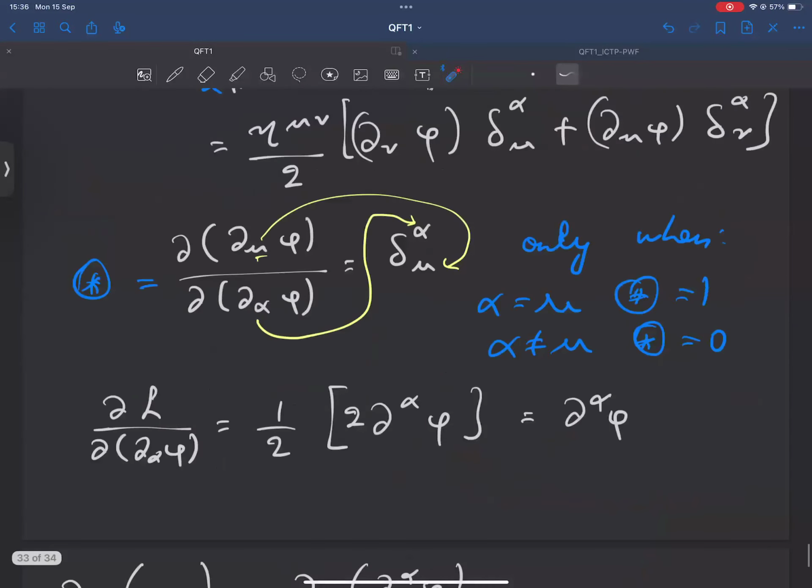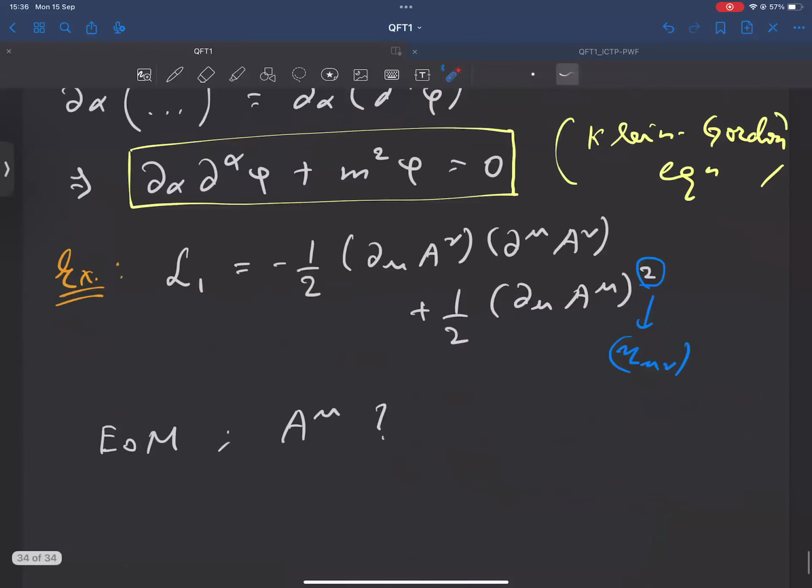Okay. So in that sense, a Klein-Gordon equation is also an Euler-Lagrange equation because it is the equation of motion of one particular theory, one particular Lagrangian. Okay. Yes, mu equals 0 is indeed the time derivative.